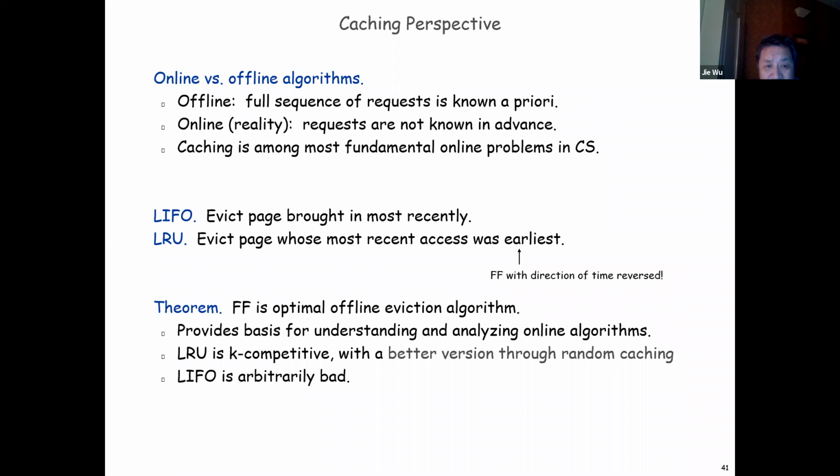So one algorithm is called LIFO, which means evict the page brought in most recently. You might think, why kick out the one that just came in? This is under the assumption that since this was recently used, the likelihood it will come in the near future is less than the other pages. Right? That makes sense if you assume some distribution. Imagine if all the pages are uniformly distributed, probably that makes sense.